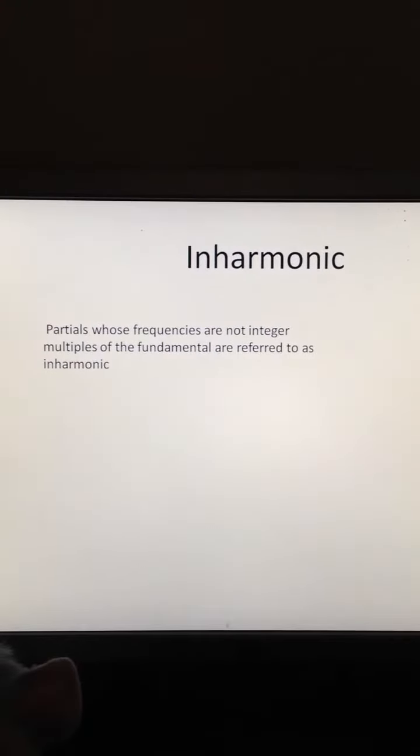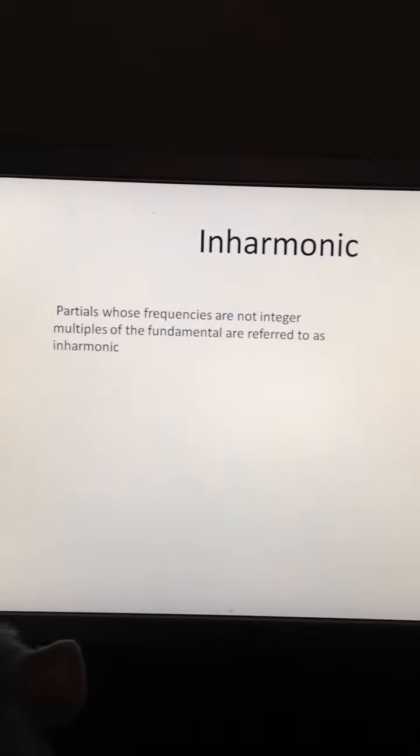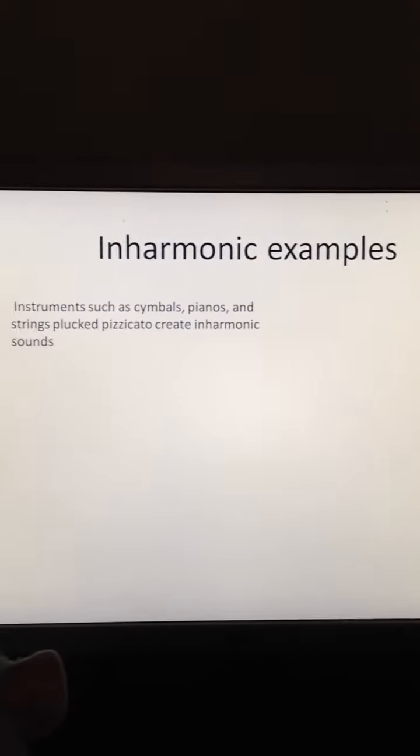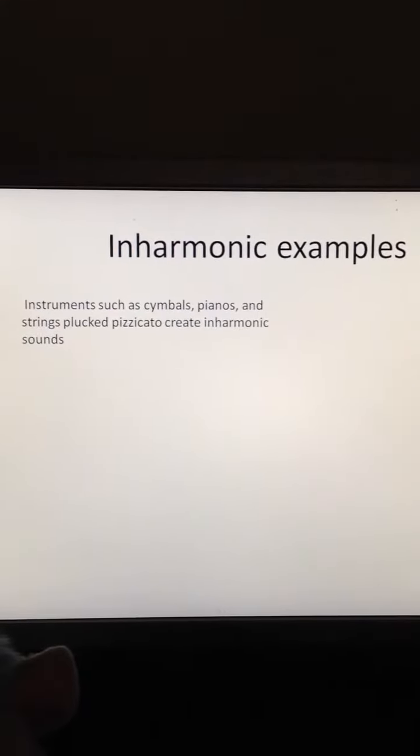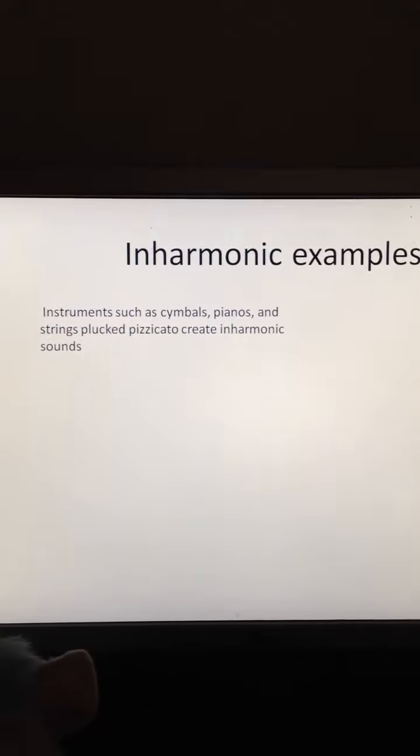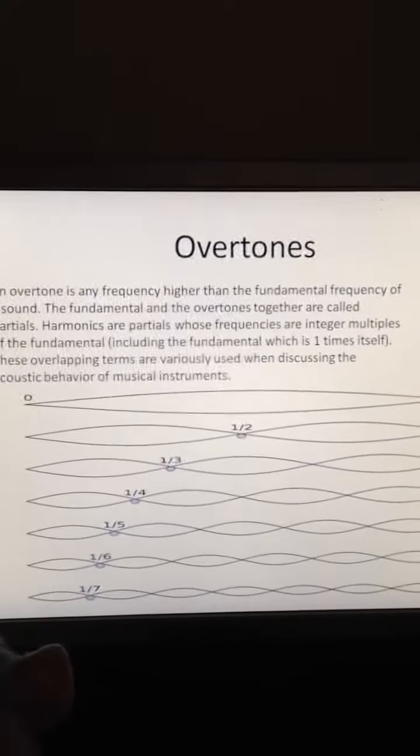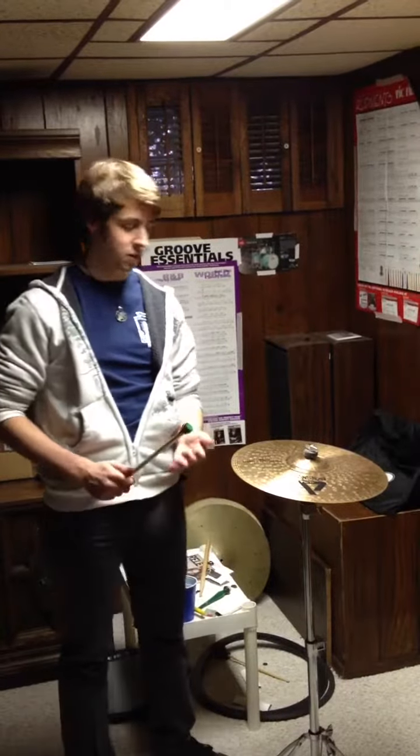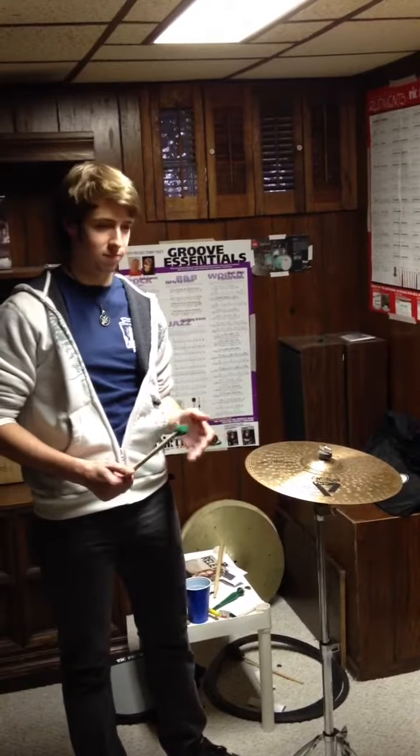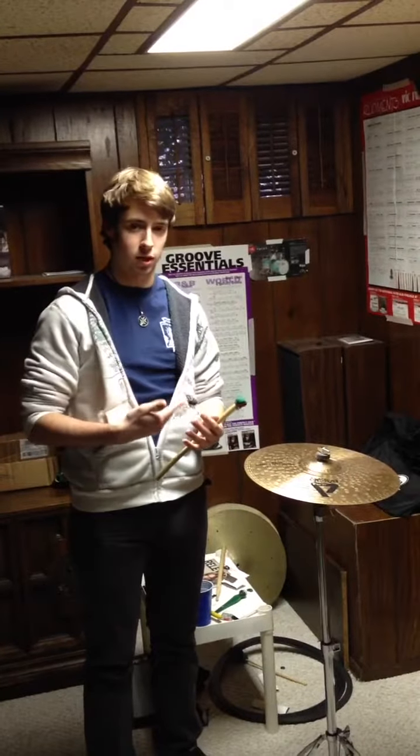Inharmonic. Partials whose frequencies are not integer multiples of the fundamental are referred to as inharmonic. Inharmonic examples include instruments such as cymbals from the drum set, piano, and strings plucked pizzicato create inharmonic sounds. In basic terms, inharmonic is any tone that isn't a harmonic. So in a cymbal, for instance, there's many tones that aren't perfect intervals of the note.